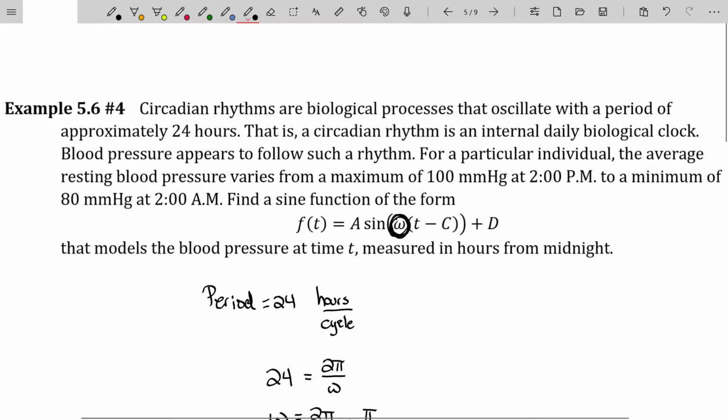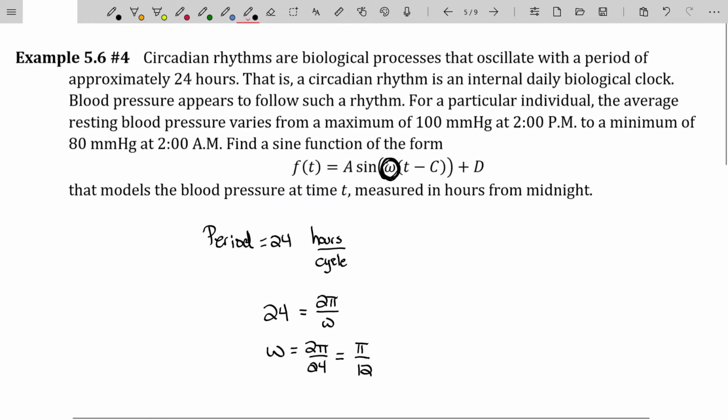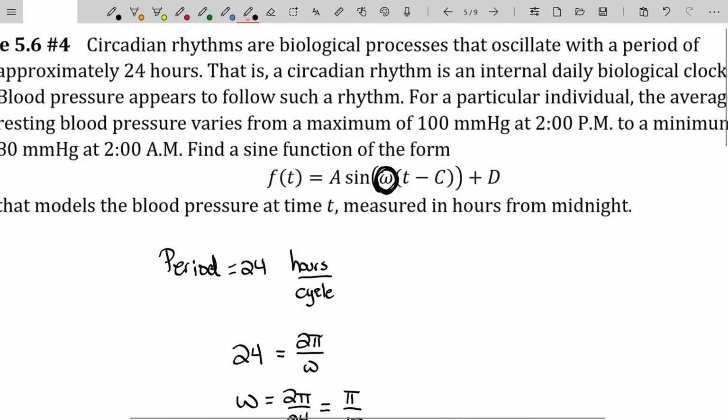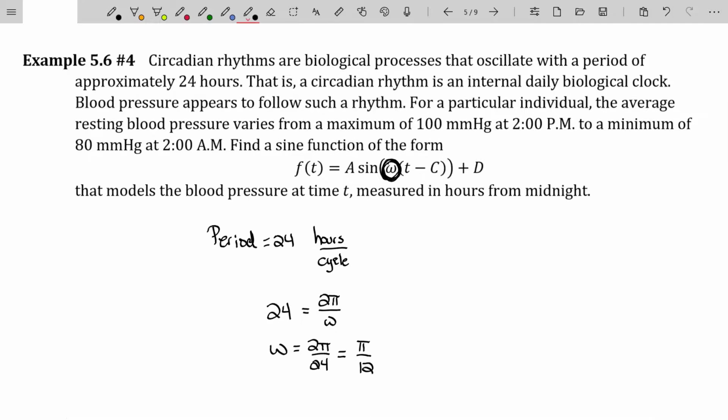So second sentence, that is a circadian rhythm. Circadian rhythm is an internal daily biological clock. Blood pressure appears to follow such a rhythm. For a particular individual, the average resting blood pressure varies from a maximum of 100 millimeters of mercury, I think that's what that means, at 2 p.m. to a minimum of 80 millimeters at 2 a.m. That's 12 hours later. Find a sine function of the form blah that models the blood pressure at time t, measured in hours from midnight. So t is the number of hours from midnight. That's going to be kind of a critical detail here.